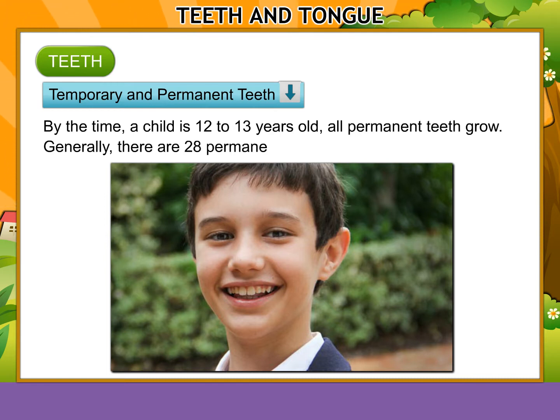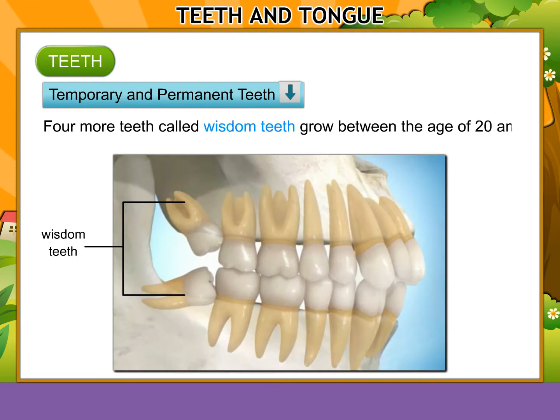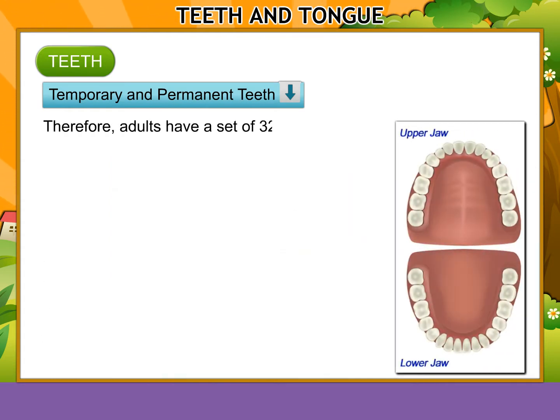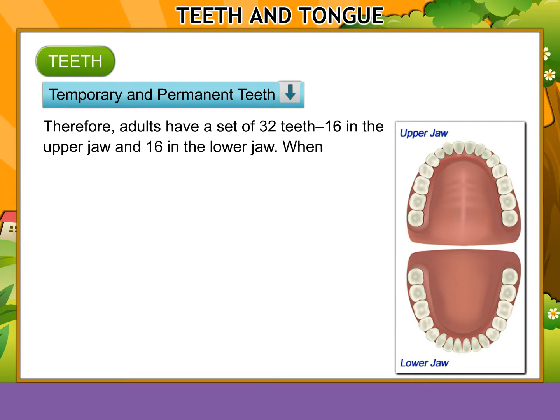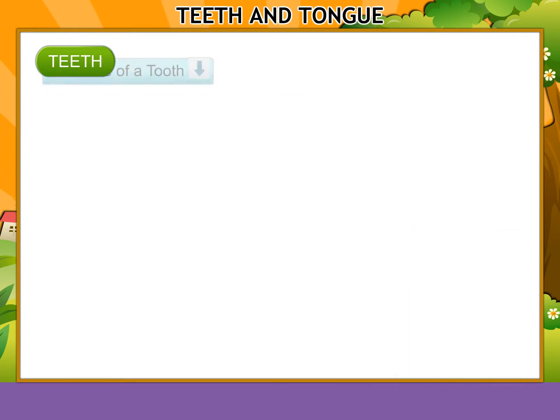Generally, there are 28 permanent teeth. 4 more teeth called wisdom teeth grow between the age of 20 and 30. Therefore, adults have a set of 32 teeth, 16 in the upper jaw and 16 in the lower jaw. When we lose any tooth of this set, we do not get a new one in its place.